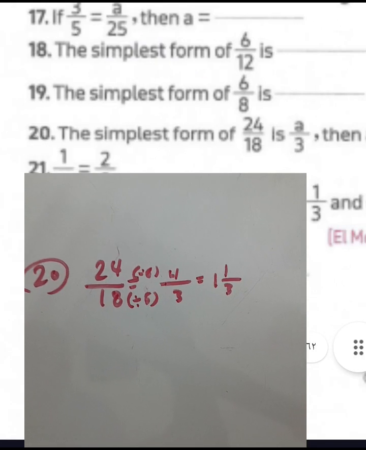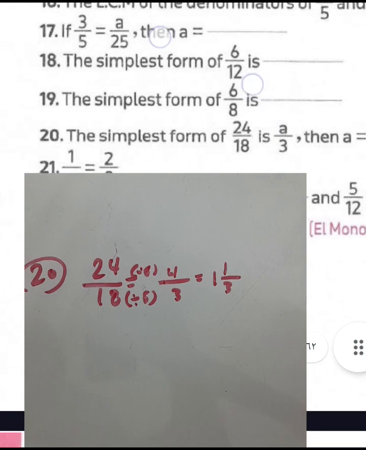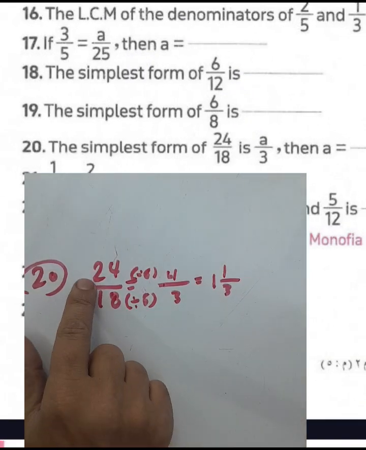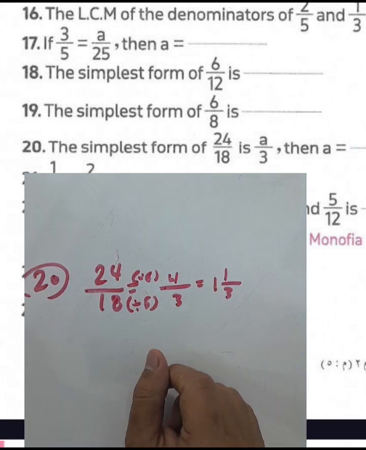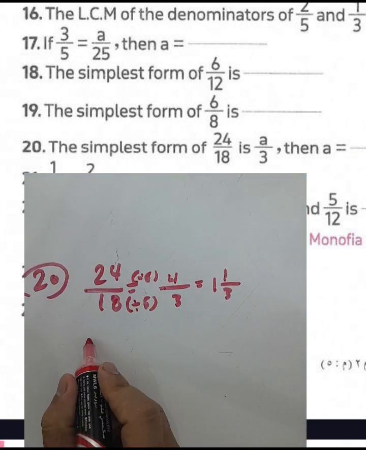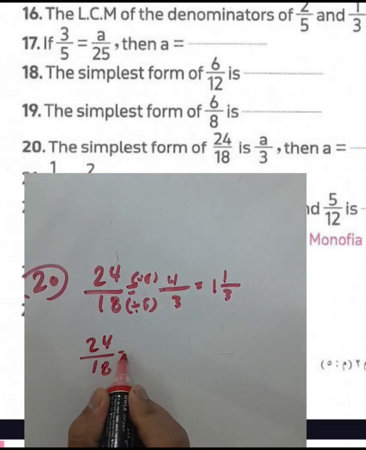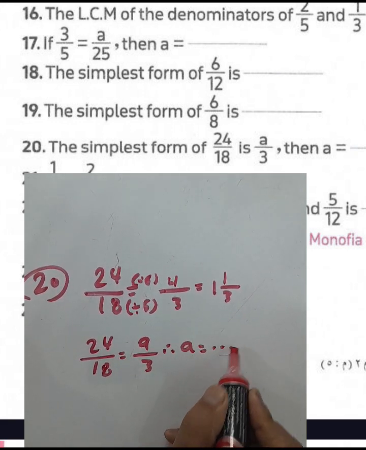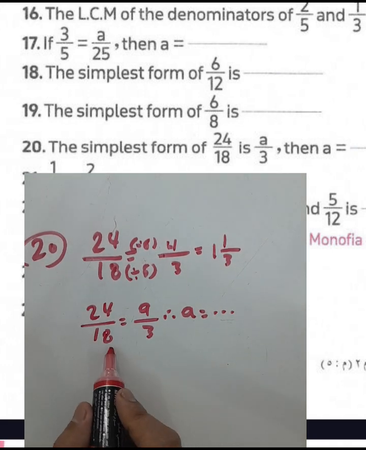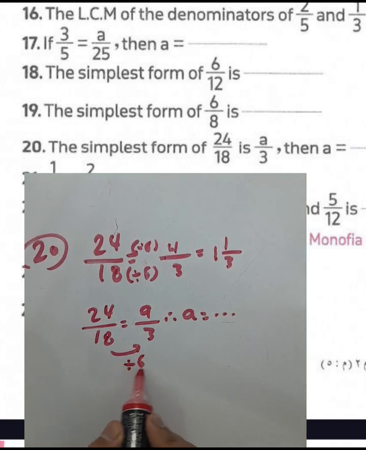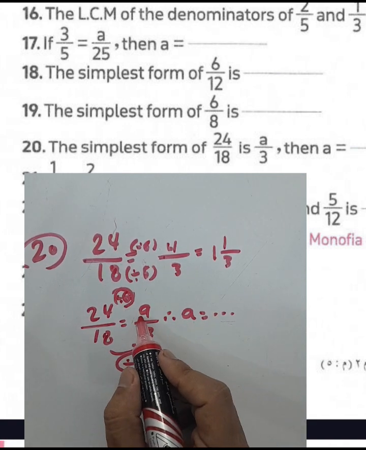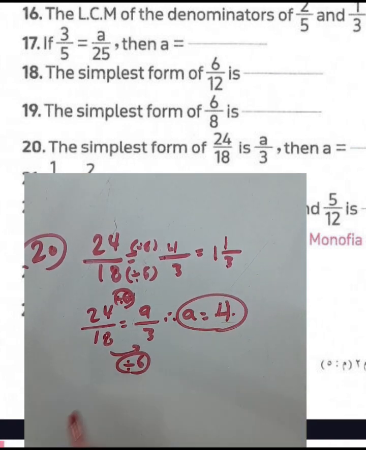Complete with me. If you want to find the value of a here, it gives us in the example 24 over 18 equals a over 3. You want to find the value of a. We know 18 divided by 6 equals 3. Then 24 divided by 6 equals 4. Then the value of a here will be 4.